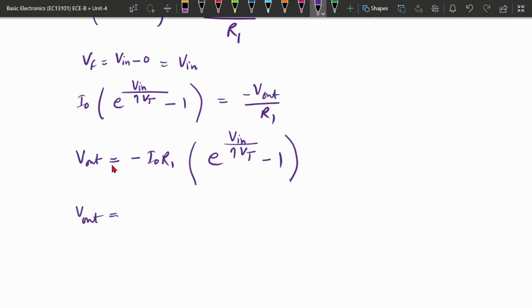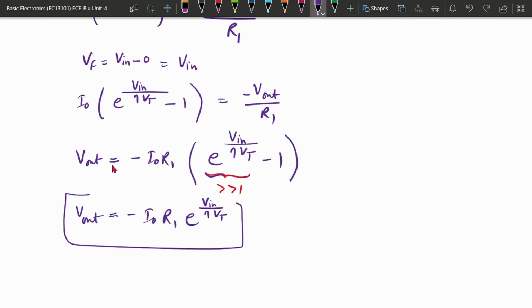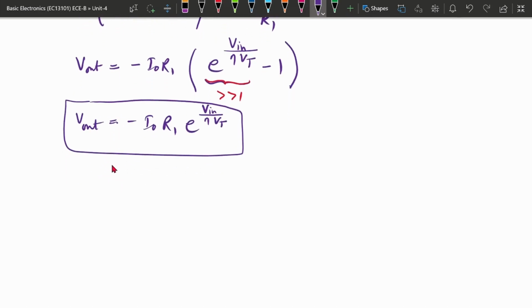Because V input is positive, e to the power this term will be much greater than 1. So we will just neglect this minus 1 term. We can write it as I naught R1 times e to the power V input divided by neta Vt, so we neglect this minus 1 term. This is the expression. We need to implement it in terms of antilog. If we want to implement it in antilog, this is an approximate one.